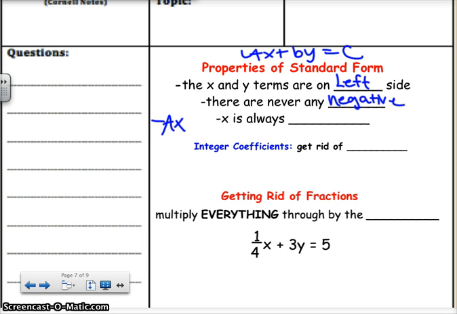We don't want to start out negative. It's not negative ax plus by equals c. Never. You always want to start out positive. So x is always positive, and first.